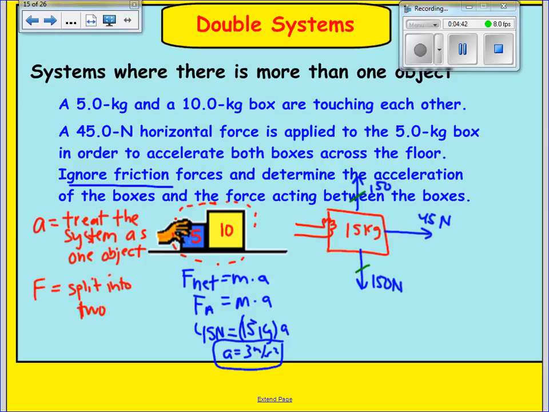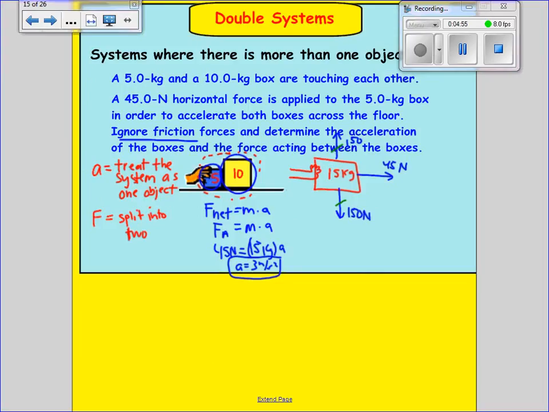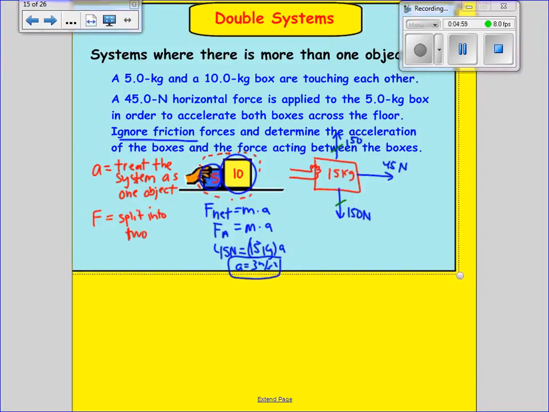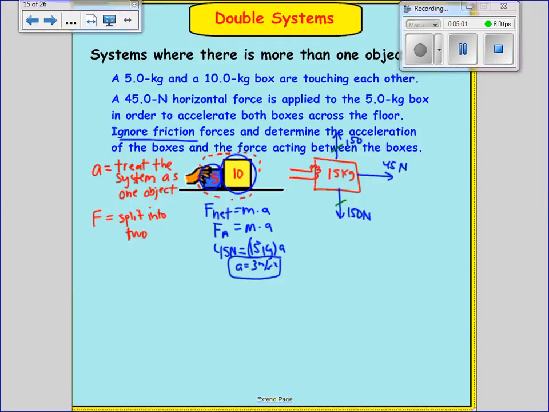Okay, so now remember, even though that's the acceleration for the entire system, that's also the acceleration for each individual box, because they're both going to be moving at the same rate. Now what we're going to do is go ahead and solve for the force tension or force applied, excuse me, for the force between the boxes. So let me get myself a little more space here.